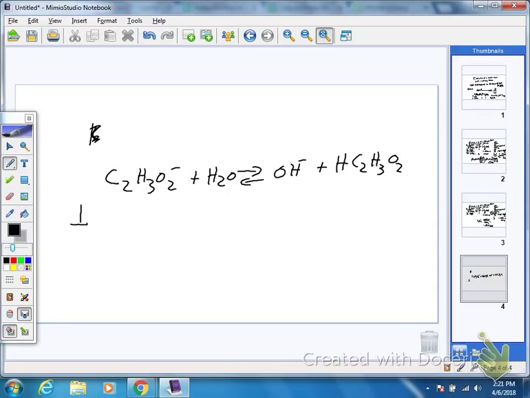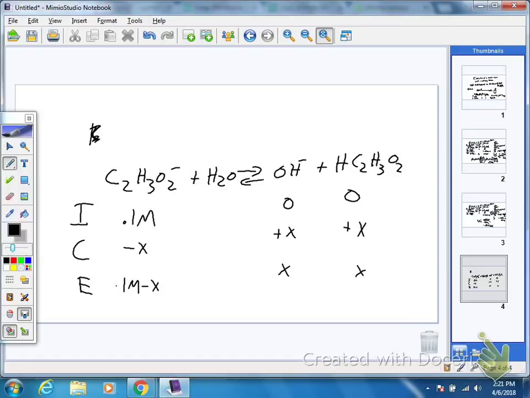So again, we have initial. The initial is the concentration of ions. We can't do moles anymore. We have to have the concentration to set it up correctly. So this is 0.1 molarity now, is where we're at. The OHs would be 0. Acetate ions would be 0. The change is minus X, plus X, plus X. At equilibrium, we have 0.1 molarity minus X, X, X.